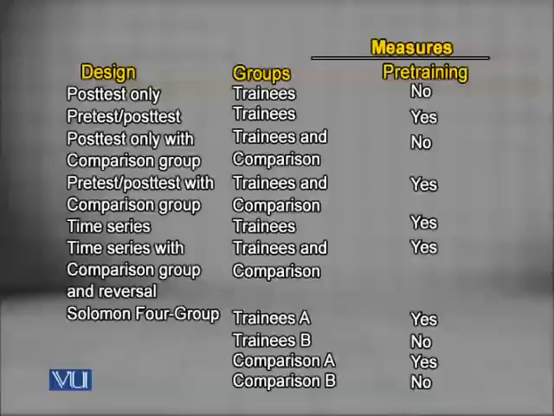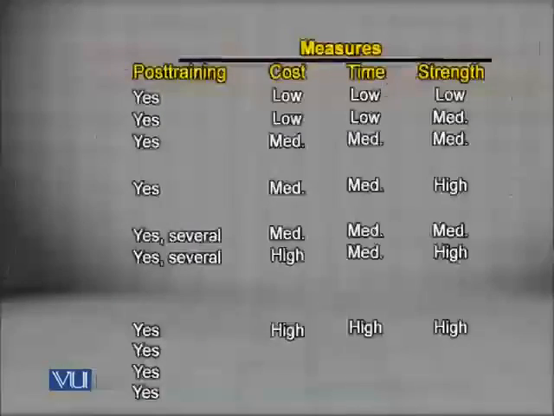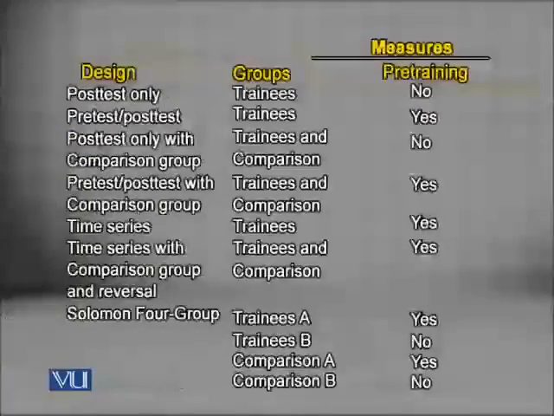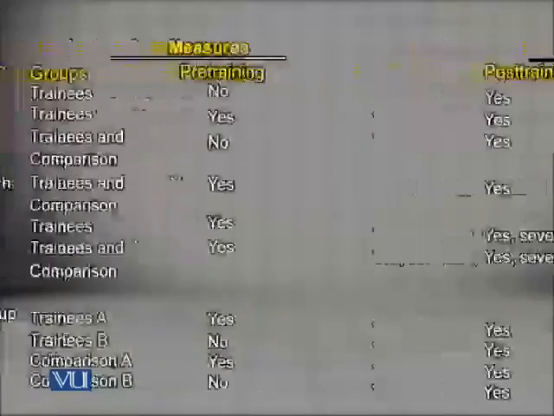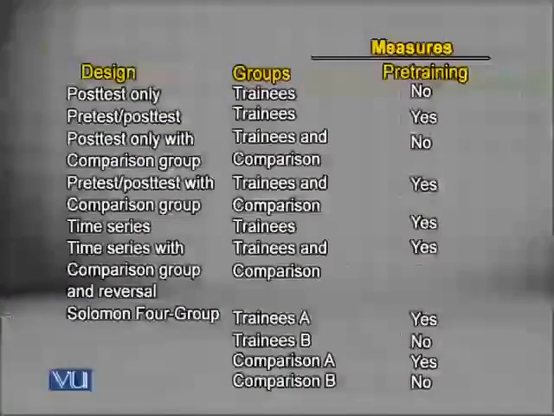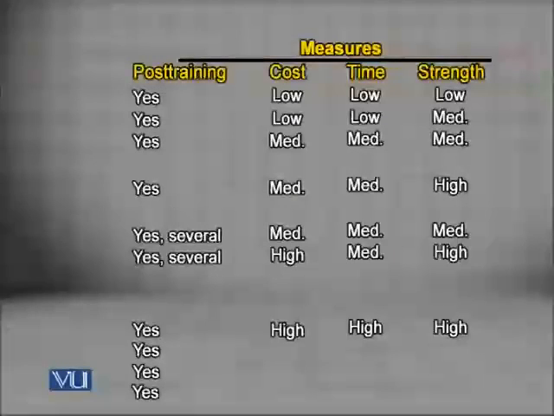So in a post-test only, the cost is low, the time involved is low, but the strength of the results is also low. In a pre-test, post-test design, the cost is low, time is also not much required, and the strength is medium. With a post-test only with comparison group, the cost is medium because you need to include a comparison group which does not receive training, and a comparison group which has to be taken away from its usual work routine. So you have to incur all the costs.